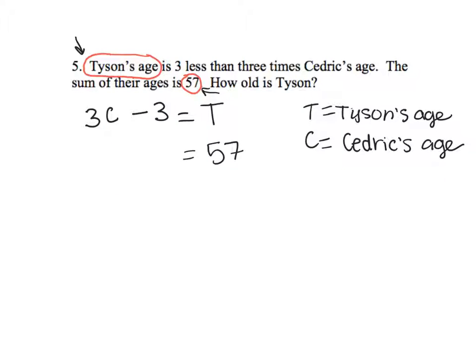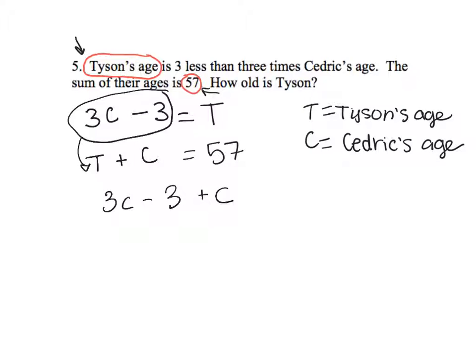Then the second equation is going to just say the sum of their ages is 57. Well, we don't know Tyson's age and we don't know Cedric's age, but when we add them together, it'll equal 57. Going to use substitution again here. And I'm going to substitute this in for the T right here. I will have 3C minus 3 plus C equals 57.